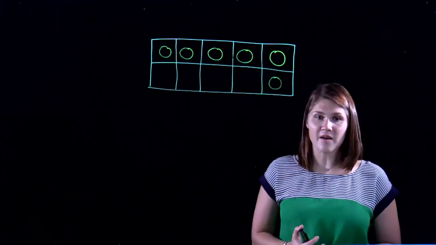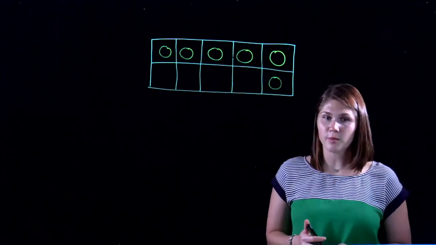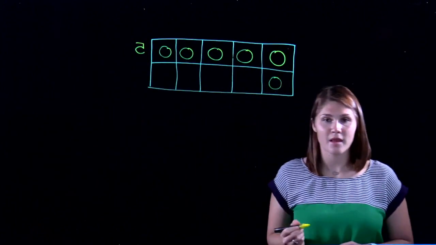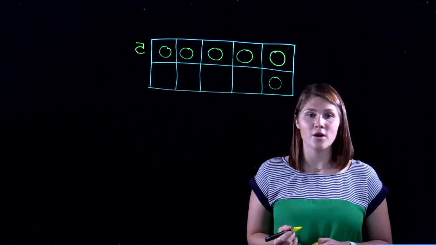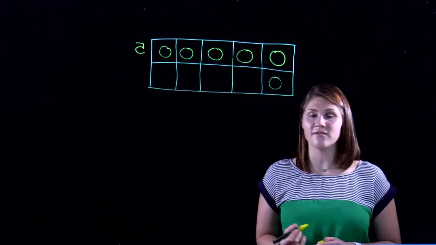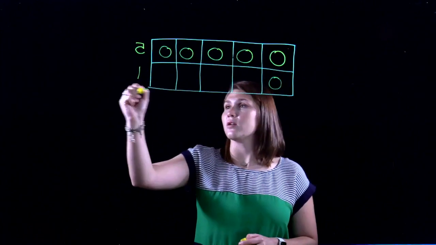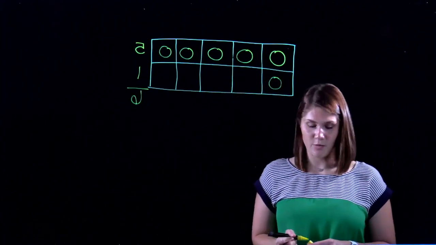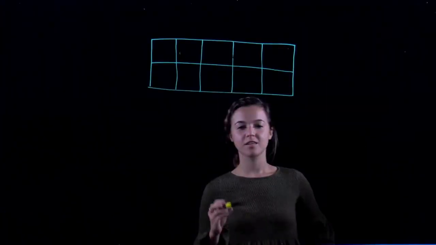We know that there are 5 boxes on top, so if all the boxes are filled, we have 5. Then we look at the bottom row. We see that only 1 box is filled, so we can add 5 and 1, which will give us 6. So this 10 frame represents 6. Let's try another one.